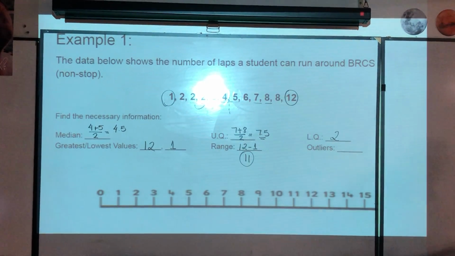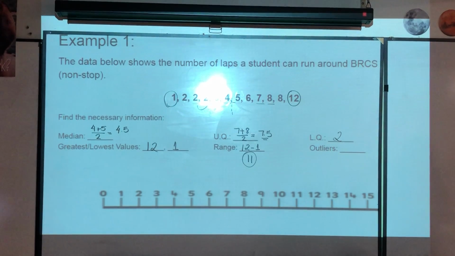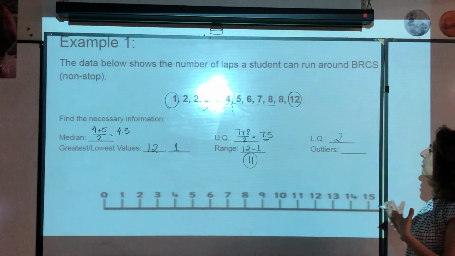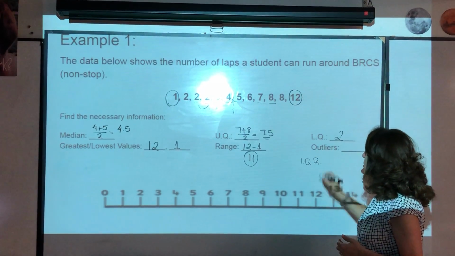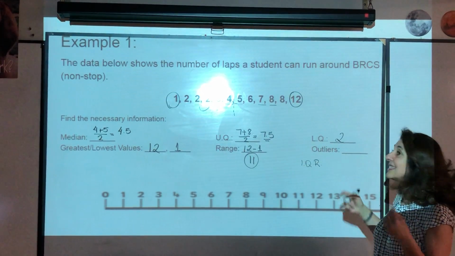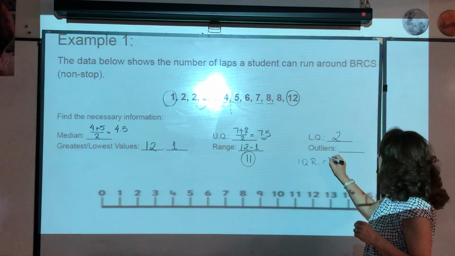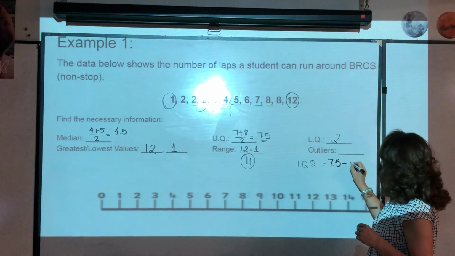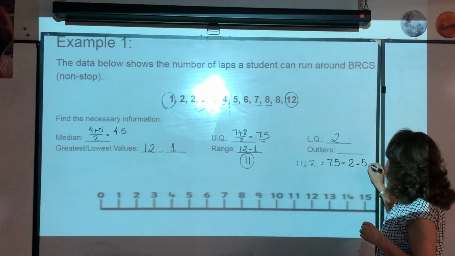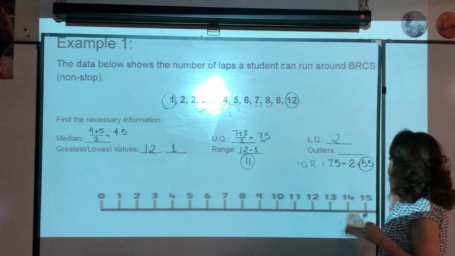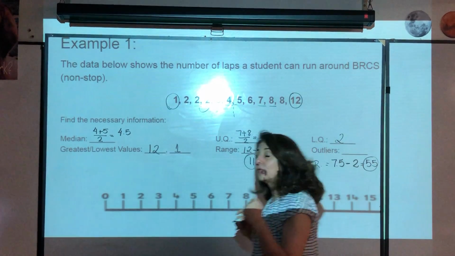Let me put this on the side. I have to use my interquartile information. So how do I find the interquartile range? The interquartile range is the difference between the upper quartile and the lower quartile. So this is 7.5, take away 2. 7.5, take away 2, this is 5.5.